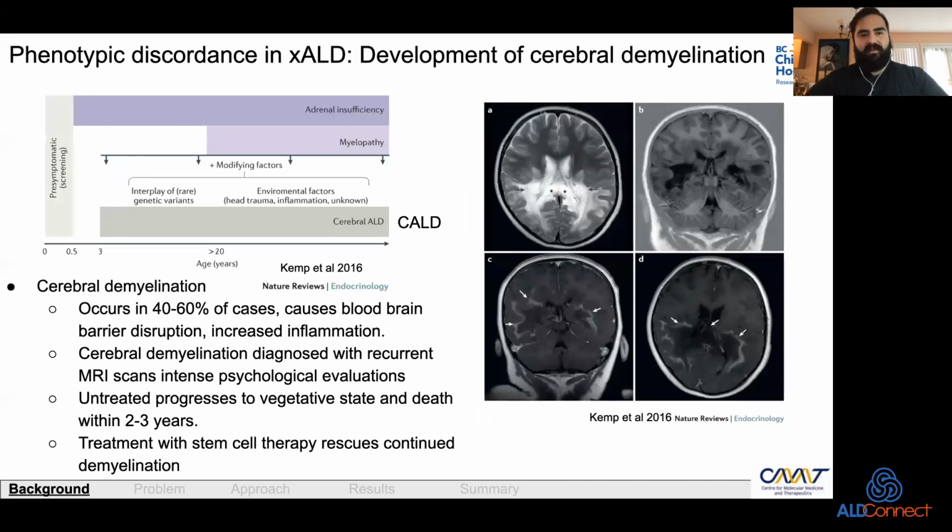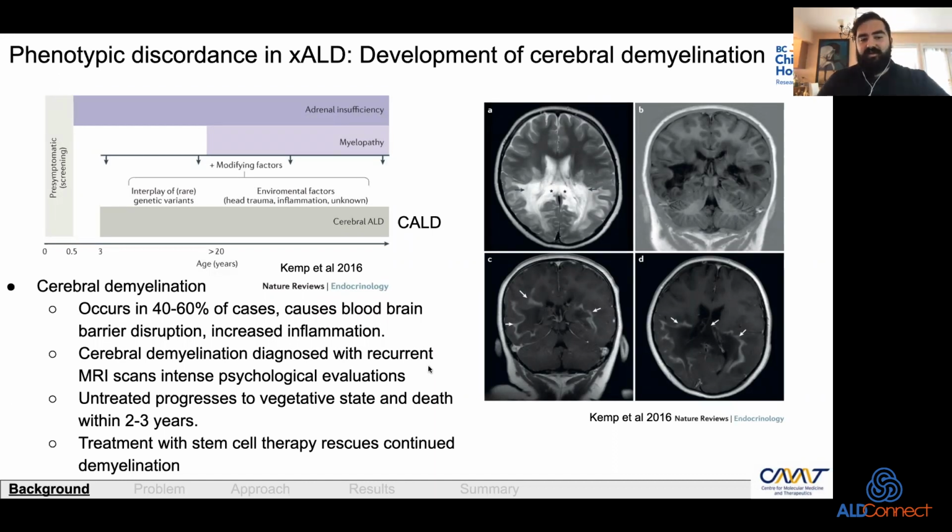So phenotypic discordance in XALD is a very widely known phenomenon, and a particular aspect of that is the development of cerebral demyelination. Throughout the life of a patient, it's possible, because of some unknown factors, or what we'll call modifiers, that the development of cerebral demyelination occurs. This happens in about 50 to 60% of cases, and it causes blood-brain barrier disruption and increased inflammation.